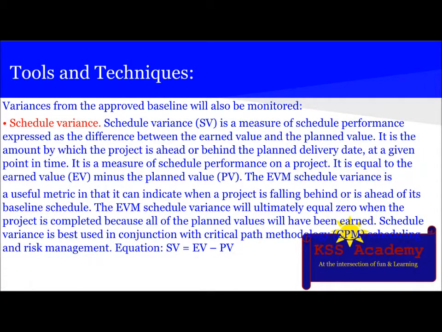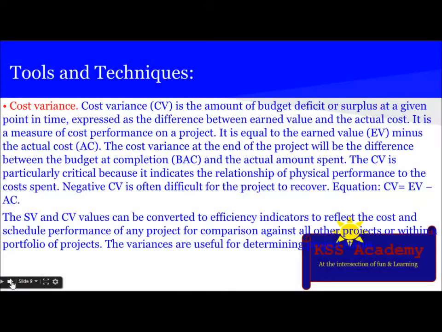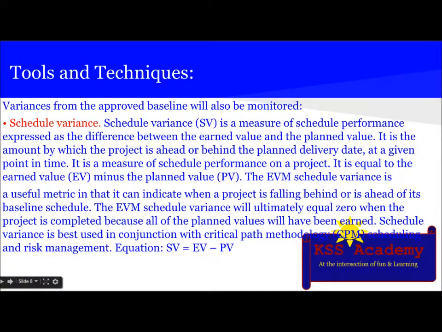Variances from the approved baseline will also be mentioned. First thing is schedule variance, and the next thing is cost variance. Schedule variance, also known as SV, is a measure of schedule performance expressed as the difference between the earned value and the planned value. It is the amount by which the project is ahead or behind the planned delivery date at a given point of time.